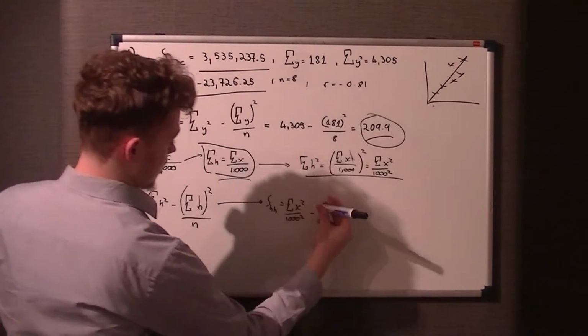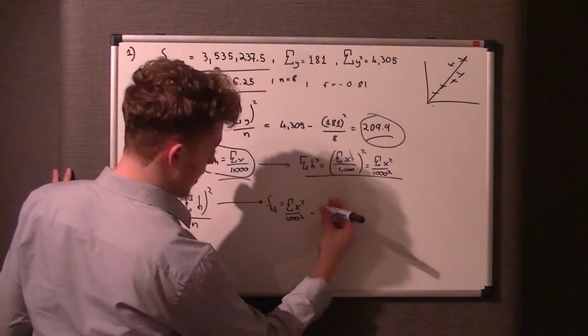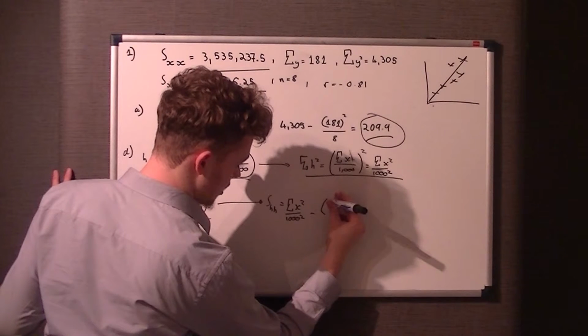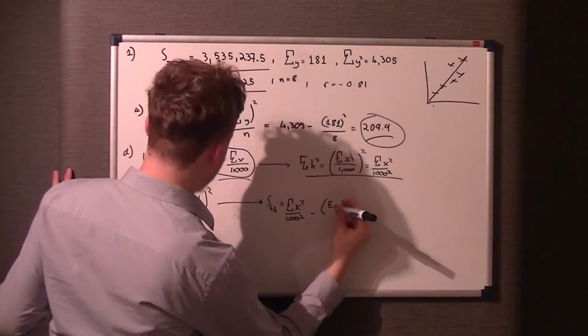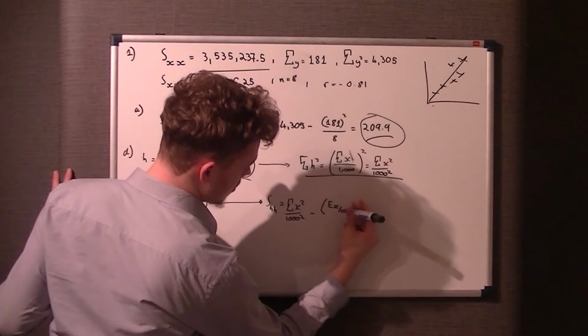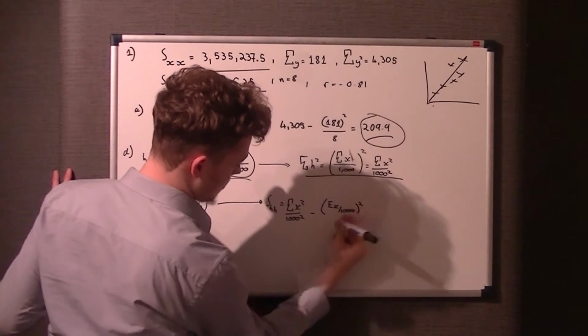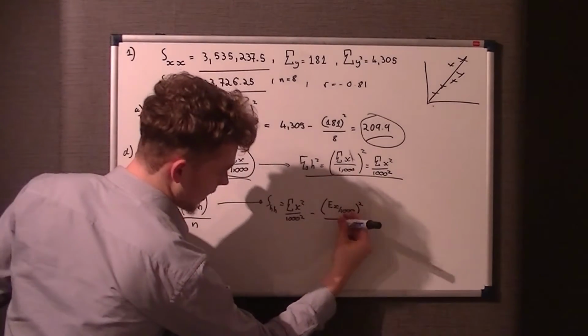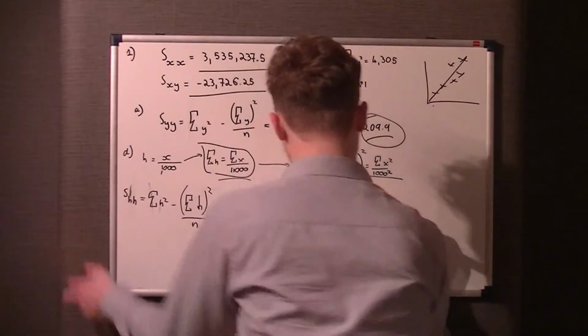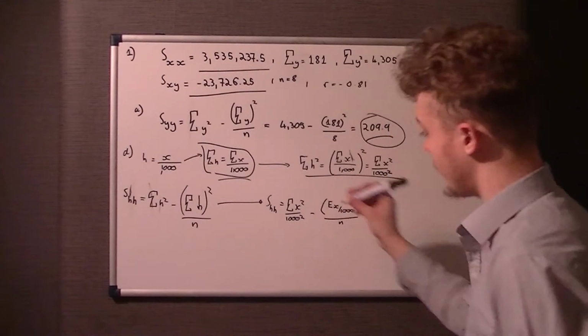Okay, so what we're going to do is just sub in the sum of h and square it. So the sum of h is the sum of x over 1,000. We're going to square top and bottom. And we're going to divide that by n, because we're applying it to this formula over here. Okay, so what we're going to do now is just simplify this a little bit.